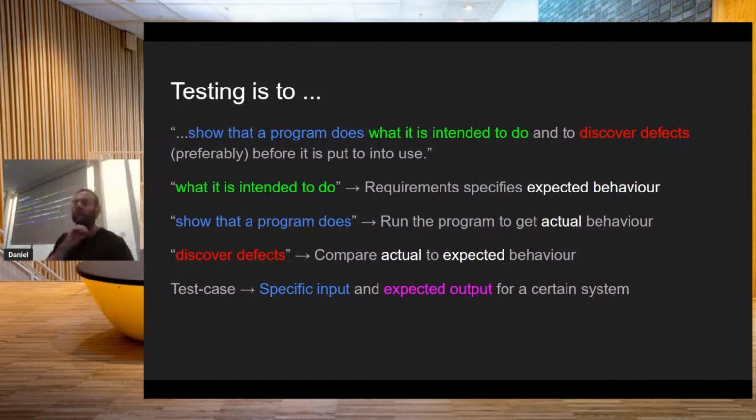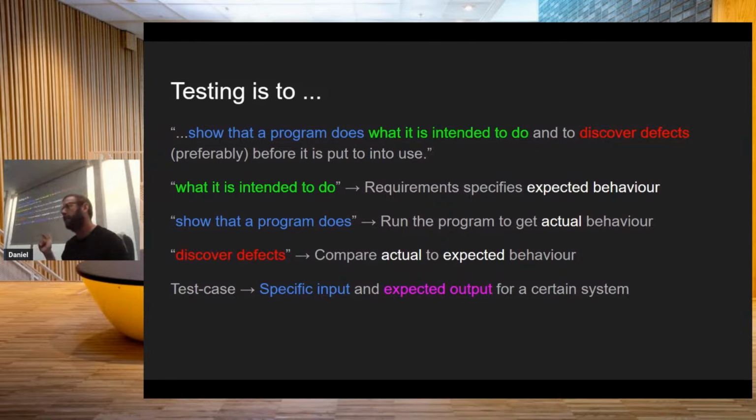The requirements could be things like the ball should bounce on the edge of the screen, or a brick should break if it has no hit points and stuff like that. Show that the program does means that in order to test the program, we need to run the program to get the actual behavior. So we have expected behavior, and then we have actual behavior. And show that the program does also means that we run the program, which is a dynamic activity.